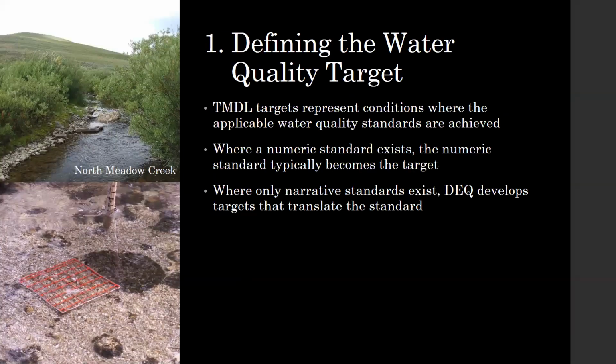So the first step is determining the water quality target, which represents conditions where the applicable water quality standards are achieved. Where a numeric standard exists, that typically becomes the target, and a numeric standard is basically a number. Where only a narrative standard exists, DEQ develops targets that translate that standard. And a narrative standard is a written description as opposed to a number.